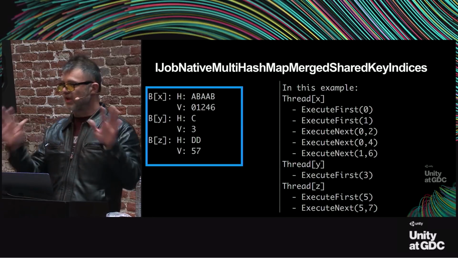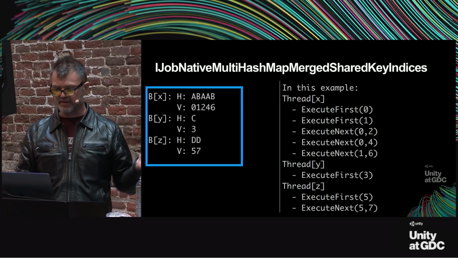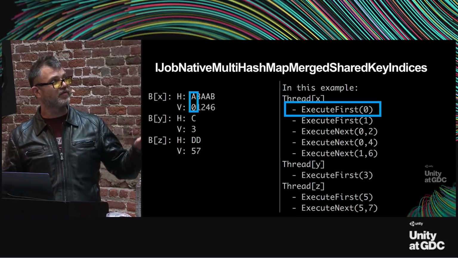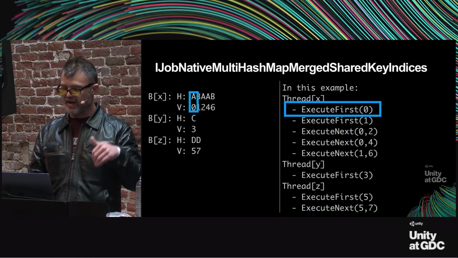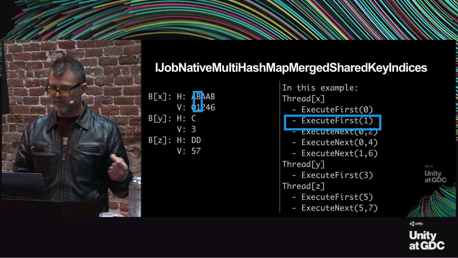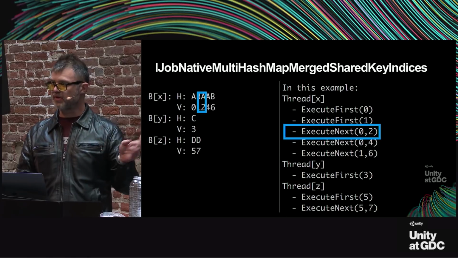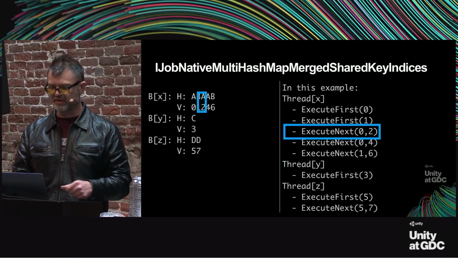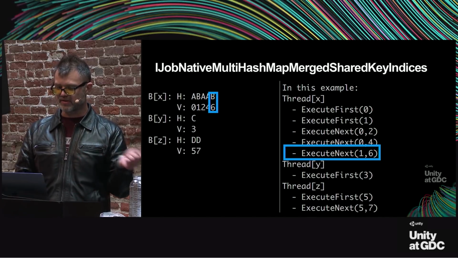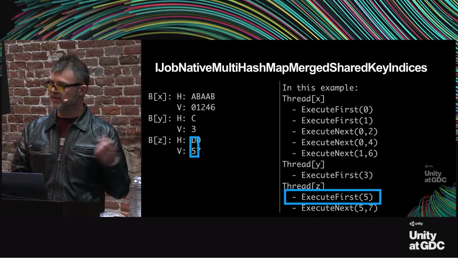So what does that look like in terms of transformation? In our example hash map, it basically looks like this. So remember our example hash map. And so execute first in some thread X, right? We execute first. We're given 0, which is that index stored with A. We're given 1, which is that index stored with B. We're given 0 and 2, which corresponds to the first time we saw A, and this current time we see A. 0 and 4, which is the first time we saw A, and this current time we see A. 1 and 6, the first time we saw B, and this time we see B, right? And so forth on the other threads in the other buckets.